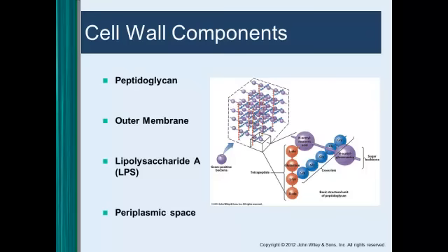Now, regarding the outer membrane, this is a part found primarily in gram-negative bacteria, and it's a bilayer membrane. It forms the outermost layer of the cell wall and is attached to the peptidoglycan by an almost continuous layer of small lipoprotein molecules.